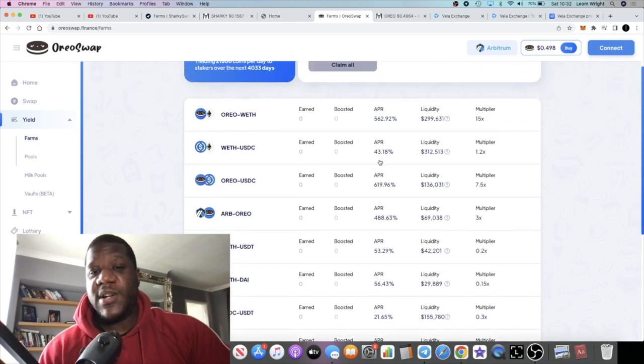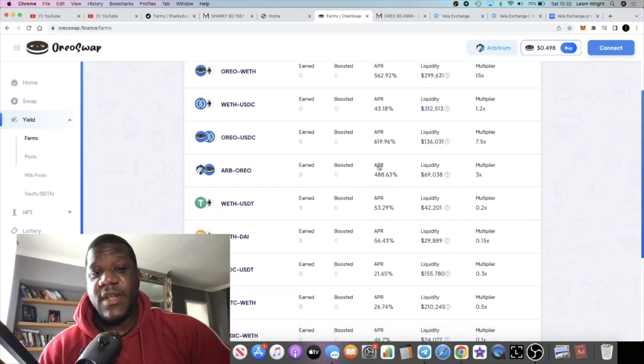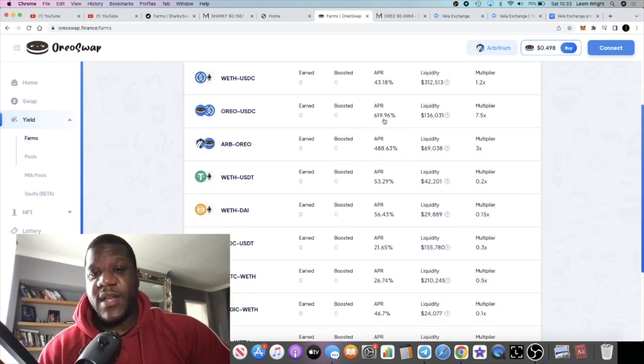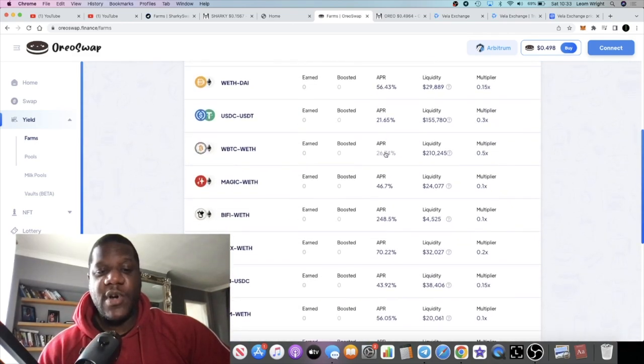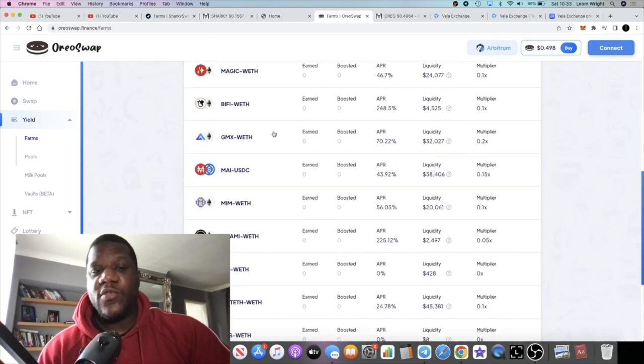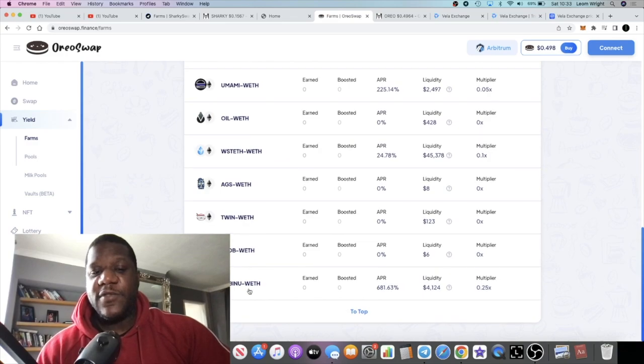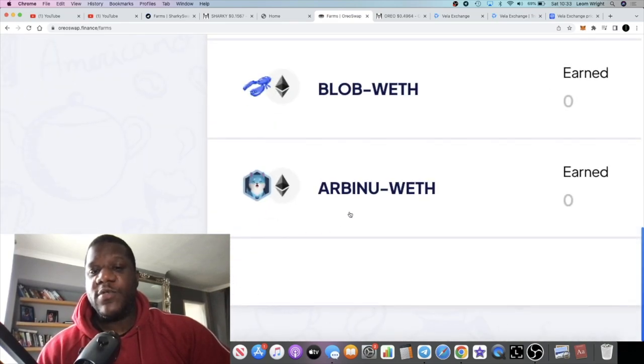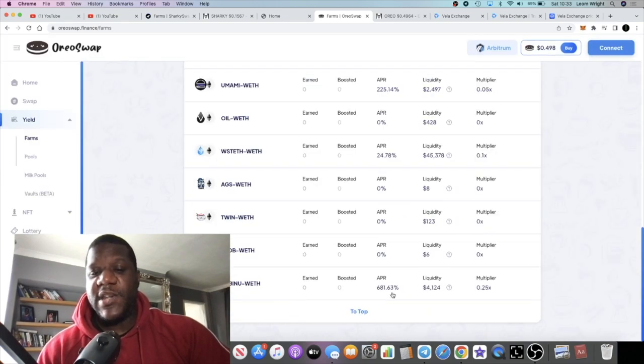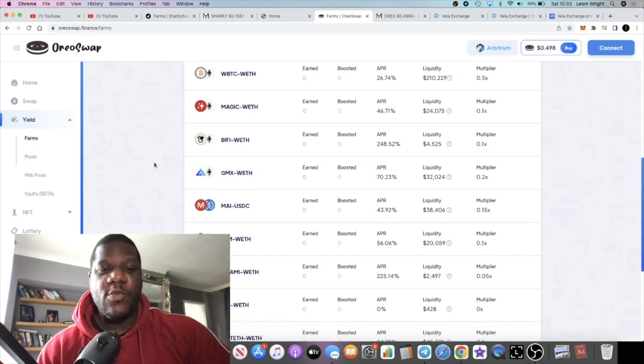Although the APRs are still high at 562% on Oreo paired with ETH, and 619% on Oreo paired with USDC, you can actually stake or farm some Arbitrum tokens with Oreo for 488% here as well. So if you want to put your Arbitrum tokens to work, you can do that. You can also farm GMX for 70% with wrapped Ethereum. And for those of you that are into the meme coins, we talked about Arbit Inu on the channel previously as well. You can farm using Arbit Inu on here paired with wrapped Ethereum for a degen 681% as well. So pretty competitive APRs.